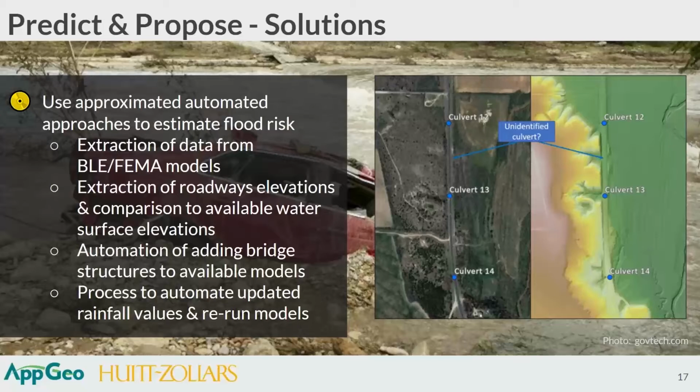This image on the right actually shows a proof of concept in a similar vein completed by AppGeo and Huitt-Zollars using LiDAR and aerial data and expert automated systems to identify culvert locations along roadways where there is no record of where that asset may lie in the past. Those types of outside the box ideas are going to be important to meeting the challenges we have on these projects.